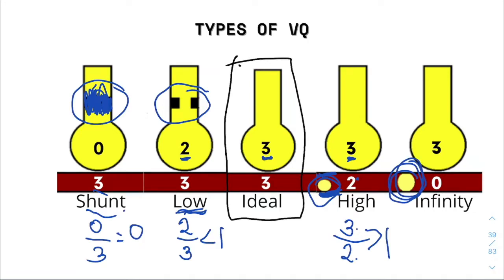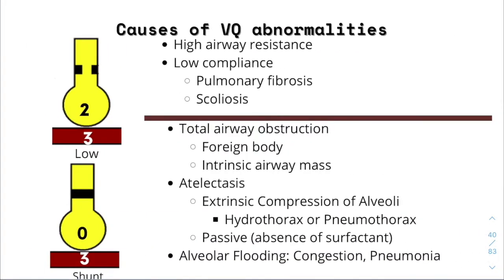So if you totally occlude the perfusion, so you have a 0 perfusion in this respiratory unit, but ventilation is not affected, so ventilation of 3 in this respiratory unit over 0 is equal to infinity. Okay, so a high VQ and infinity affect your perfusion. Okay, what are the causes of these VQ abnormalities?